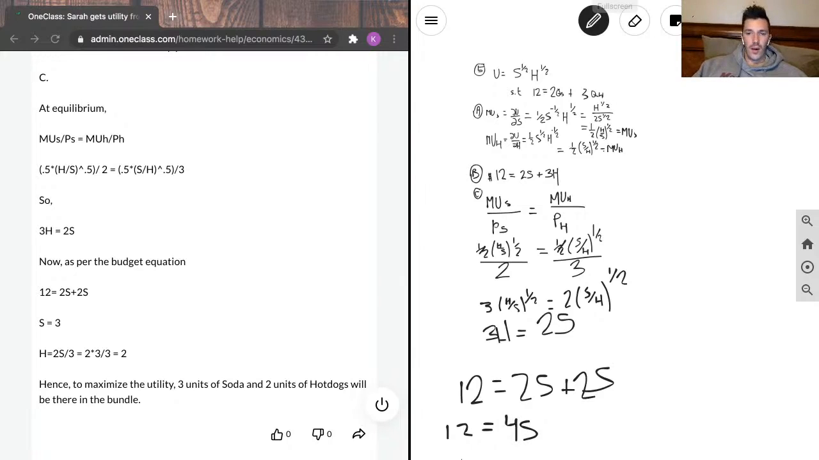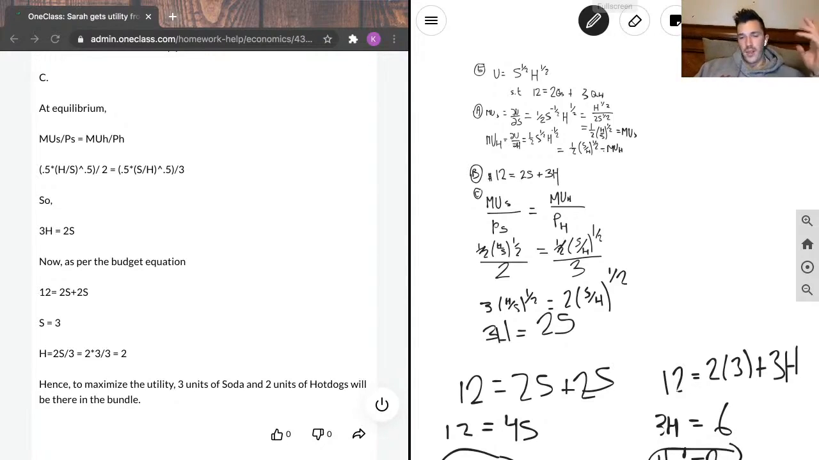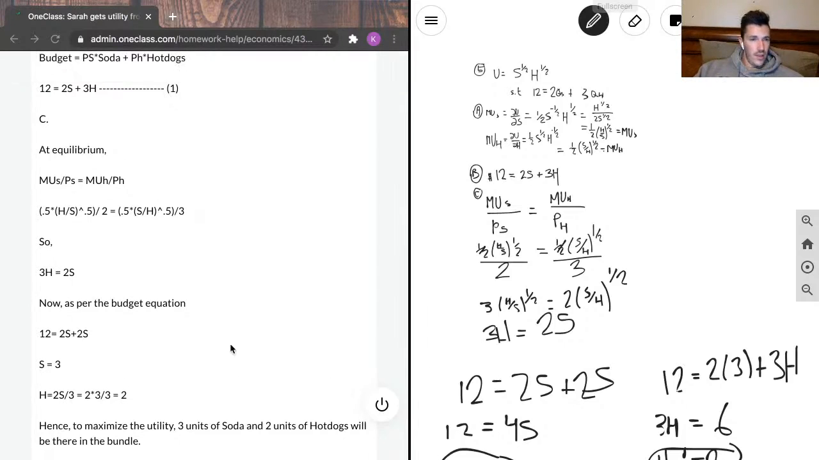And S star, our optimum level of soda, is going to equal 12 over 4, which is 3. Knowing that, we go back to our budget equation, saying 12 is going to equal 2 times 3 plus 3h. H is then going to equal 6. And H star is going to equal 2. So our utility maximizing amount of soda is 3. Our utility maximizing amount of hot dogs is 2. Junior Tutor has the same answer.